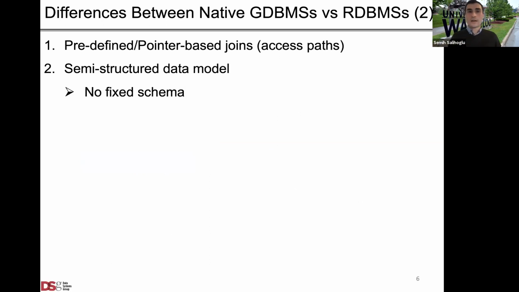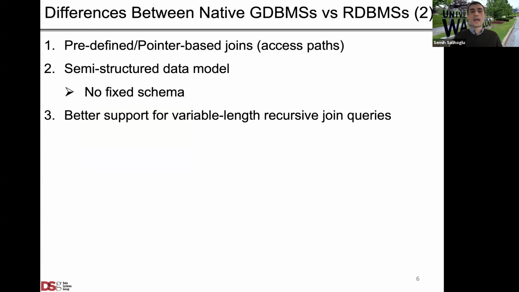The second is that graph database systems have a semi-structured data model, so they're more flexible. What that means is that when you ingest data into the system, you don't have to specify the type of every piece of data, which is good for several applications, like data integration, and they have better support for variable length recursive join queries.